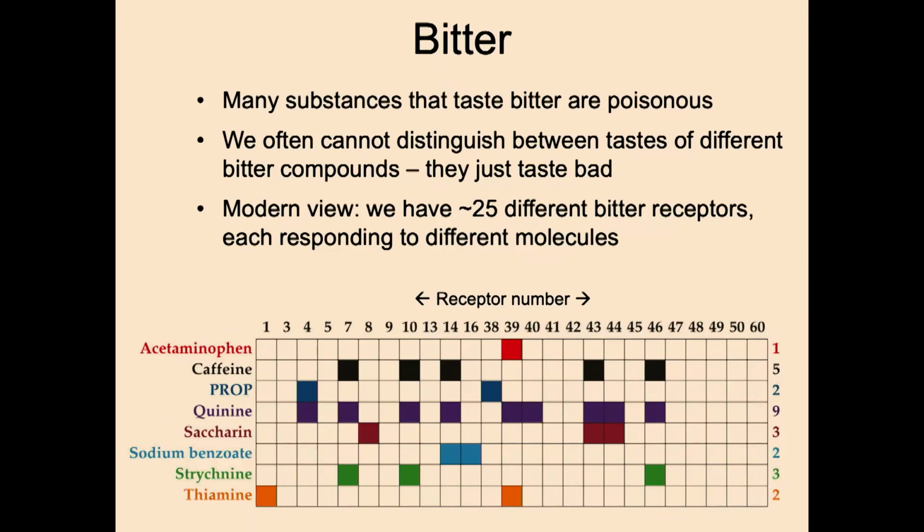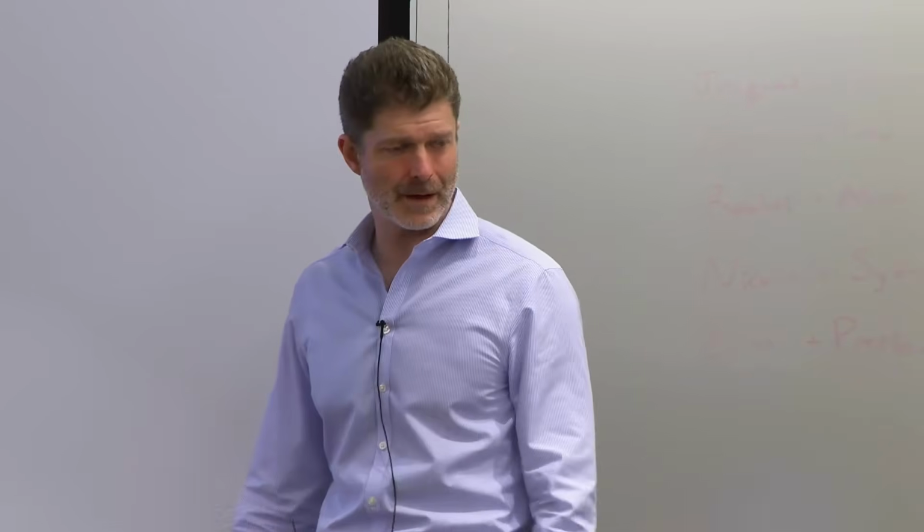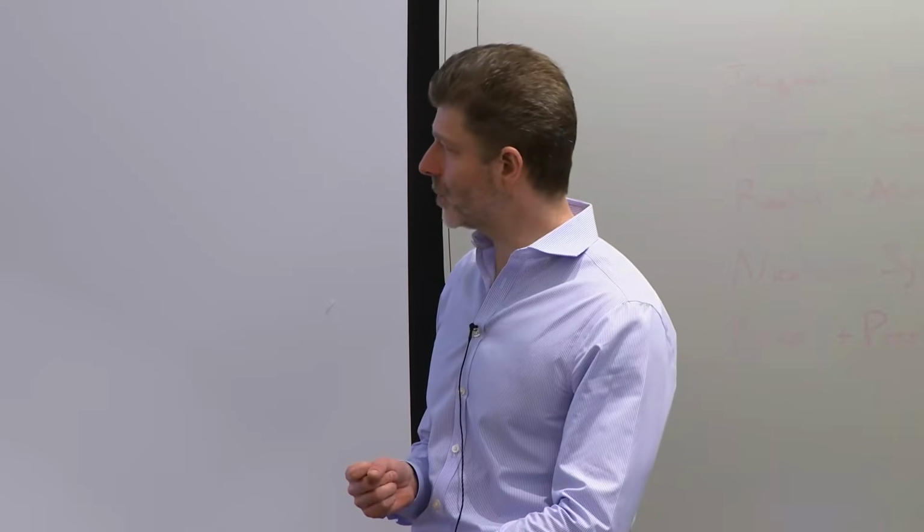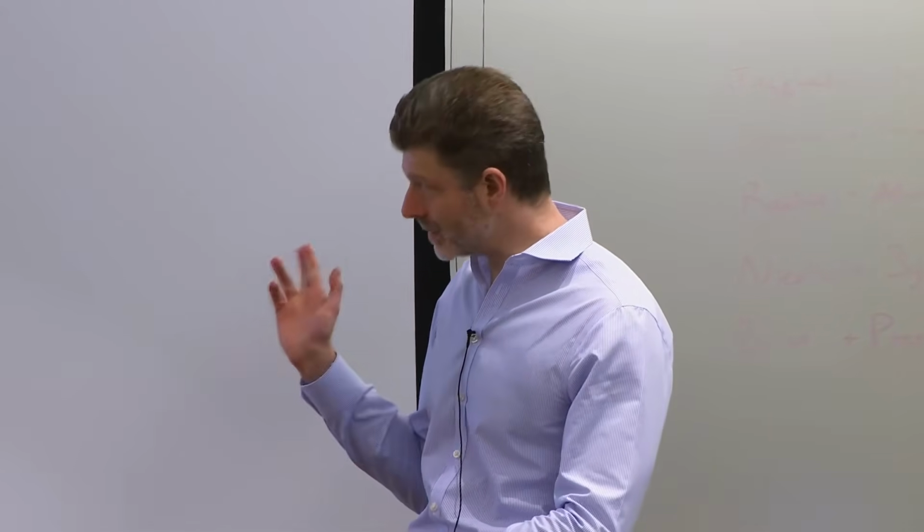Many substances that taste bitter are poisonous. We often can't really distinguish between the tastes of different bitter compounds, at least not very well. They all just kind of taste bad, at least at first. The current view of bitterness is that we have about 25 different bitter receptors. They each respond to different molecules and different combinations of those molecules.